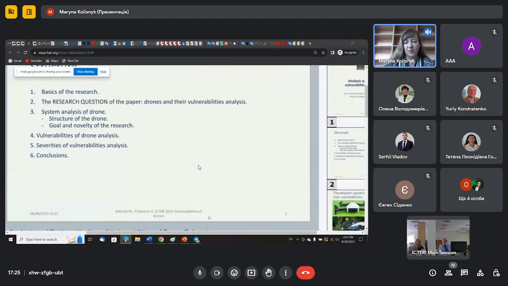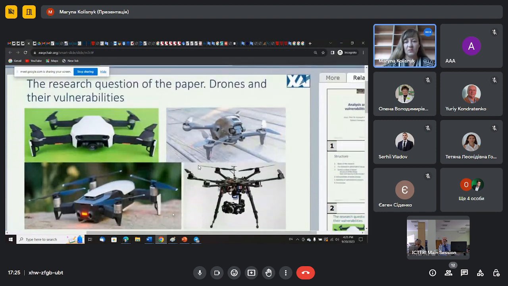Why is this topic very relevant now? In our situation, in the case of the war in Ukraine, drones have a very important value. And we tried to understand which vulnerabilities can make the functioning of drones impossible, and how.